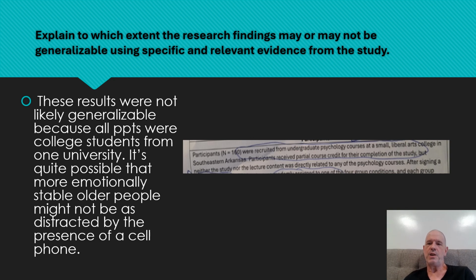Pretty obvious here. These are only students in southeastern Arkansas, young people at a small liberal arts university. Ask yourself, would this apply to a Nigerian farm worker? Probably, I mean, maybe, but you couldn't generalize it. You couldn't say that for sure. Again, I think the College Board is going to be really generous this year, and if you just say, well, not everybody is a college student, so it's not generalizable, they may actually give you that point.